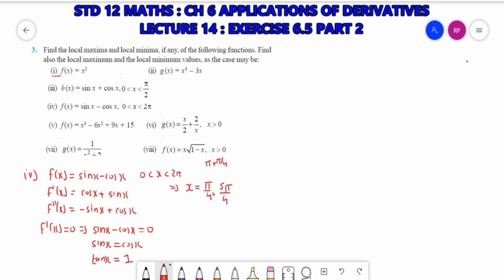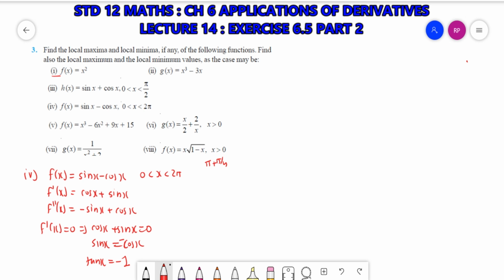Okay. Sorry, we made a mistake. F dash x is cos x plus sin x. We took sin x minus cos x. So let's change it. So cos x plus sin x equal to 0. That means sin x equal to minus cos x. So sin by cos, tan x is equal to minus 1.